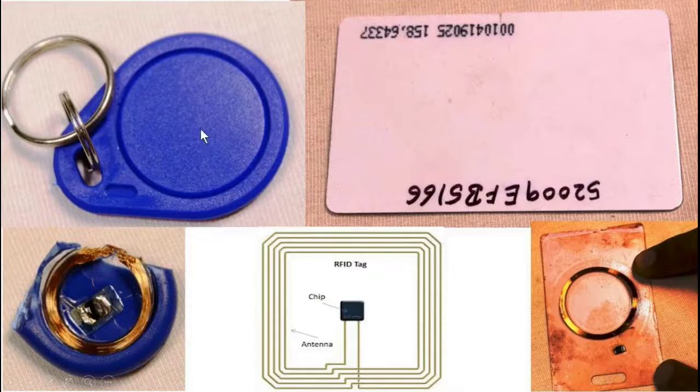When you open up this radio frequency ID keychain tag, you can see a microchip together with a coil antenna. When you open up the radio frequency ID card, it contains a microchip where the identification data is stored, as well as a coil antenna.